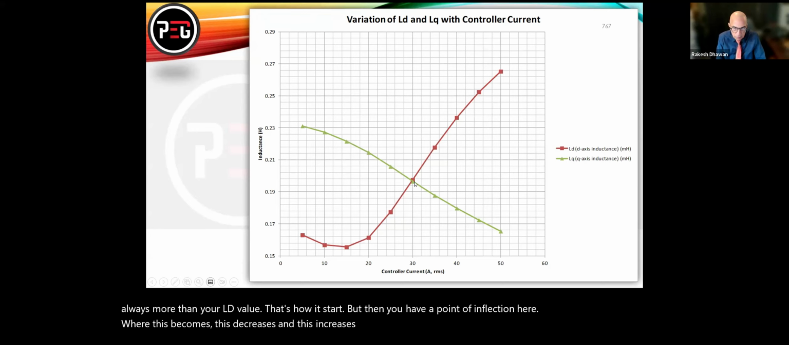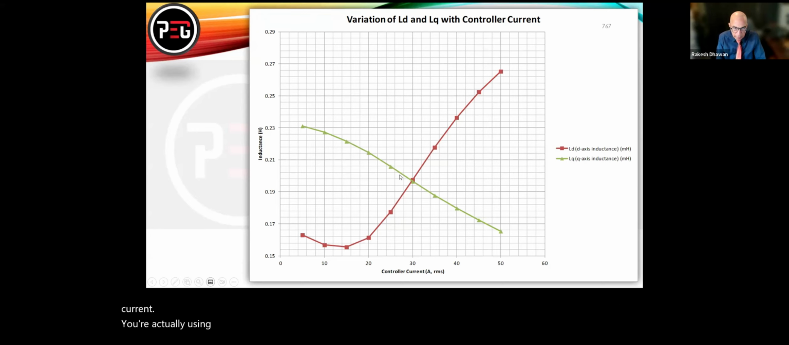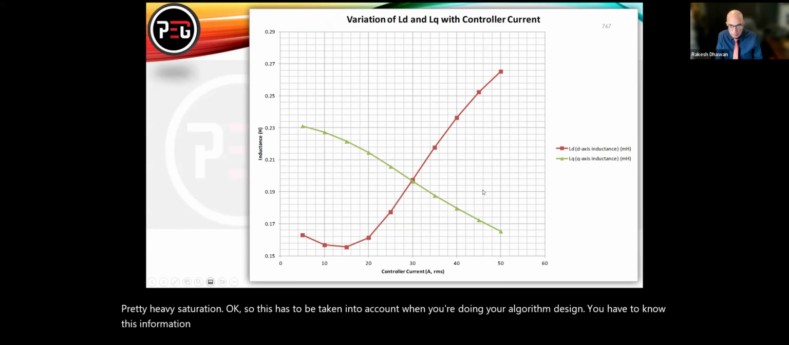And this is because now you're entering into saturation. At 30 amps of current, you're actually using any reluctance torque you have, and then you are into pretty heavy saturation. Okay, so this has to be taken into account when you're doing your algorithm design. You have to know this information about your motor if you want to run this motor properly.